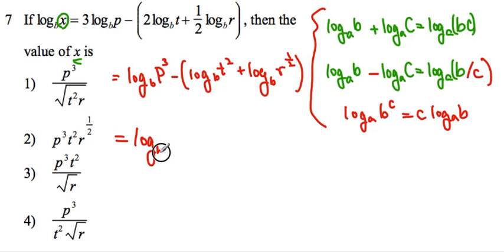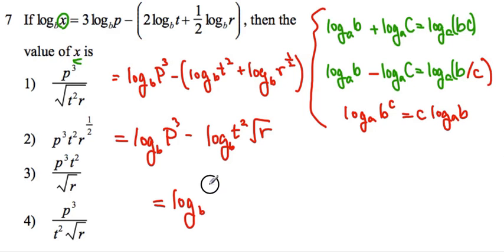So log base b of p cubed minus log, since we have to multiply these two expressions, we get t squared with the base b, but 1/2 as an exponent is just the square root of r. Now what do we do with the subtraction? As you can see here, we've got to divide the results. So we get log base b of p to the third power divided by t squared square root of r.